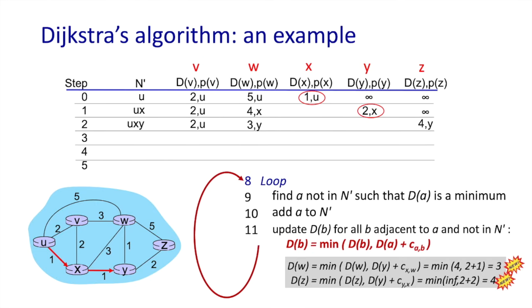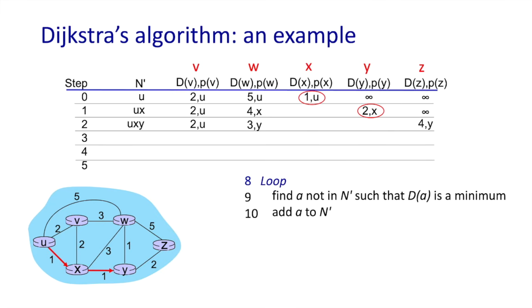Well, we're entering the loop again at step 8 for the 3rd time, and again we start with an identification step. Let's find the node A that's not in N prime yet, such that d sub A is a minimum. And as we scan across the row that we computed in step 2, we see that V is now a minimum at a cost of 2. So let's add V into the set N prime.